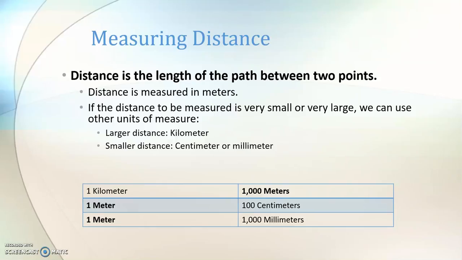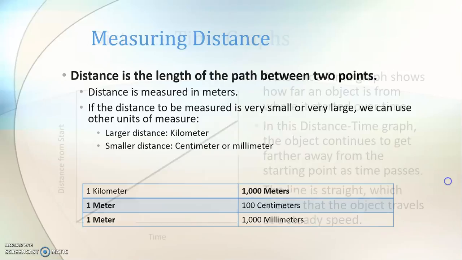So for a larger distance we would use a kilometer, and there are 1,000 meters in a kilometer. For a smaller distance we can use centimeters, of which there are 100 in 1 meter, or we could use millimeters, and there are 1,000 millimeters in 1 meter.